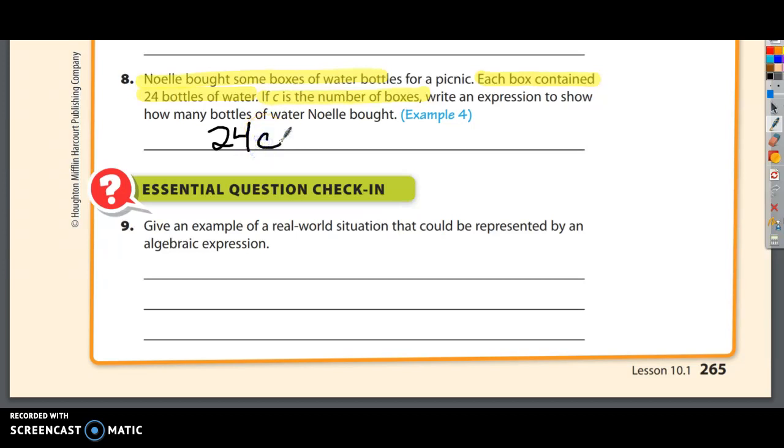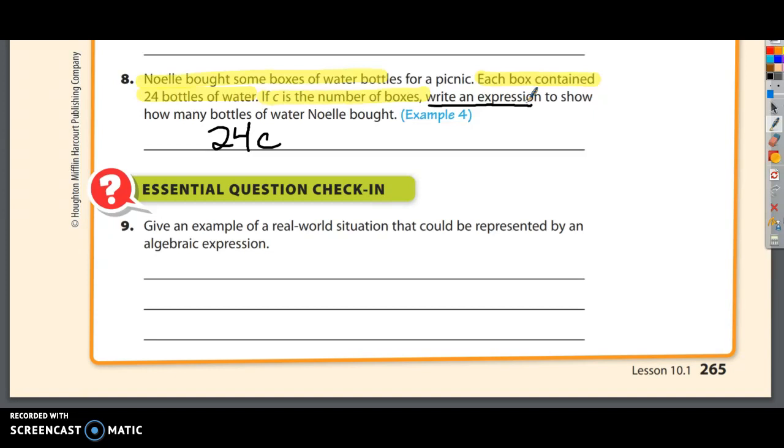And here's why that should make sense. You get 24 bottles in each box, but you don't know how many boxes we buy. Well, that would be 24 times C, because if you bought 1 box, it would be 24 times 1. If you bought 2 boxes, it would be 24 times 2. If you bought 3 boxes, it would be 24 times 3. Notice what I keep saying. I keep saying 24 times. That's because this expression should be 24 times C. That's all you have to do for number 8. It doesn't ask for anything else. You just had to write the expression, and you just had to notice that this was going to be multiplication.